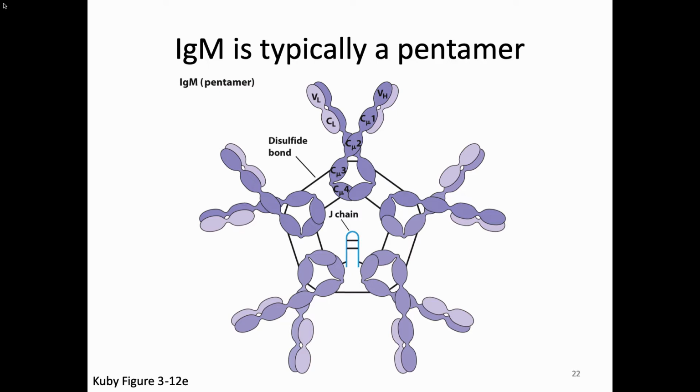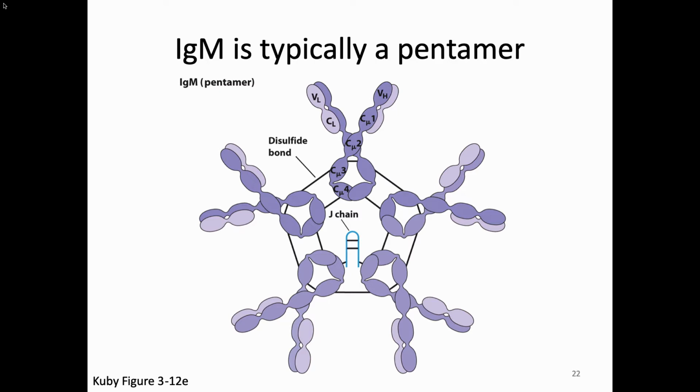This is awesome because IgM now has 10 sites where it can bind antigen instead of only having the 2. And so it can bind to antigen pretty well, you can imagine, because it is found as a pentamer. You can also imagine that it can make some weird shapes because of this.